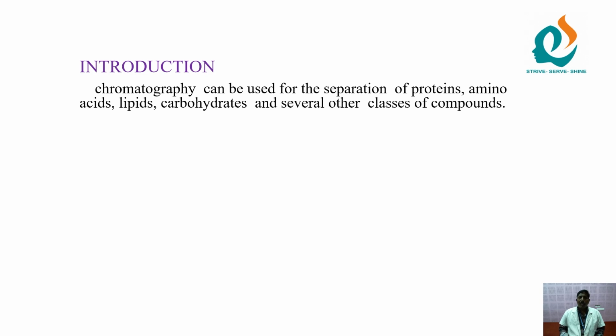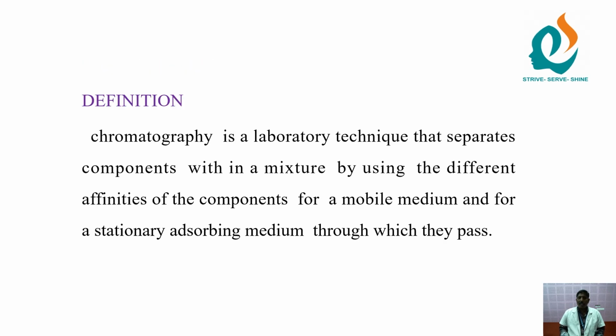Introduction. Chromatography can be used for the separation of protein, amino acids, lipids, carbohydrates and several other classes of biological compounds. Next, definition. Chromatography can be separated by two phases: one is the stationary phase and the other is the mobile phase. Depending upon the stationary phase and mobile phase, the particles are separated by this technique.